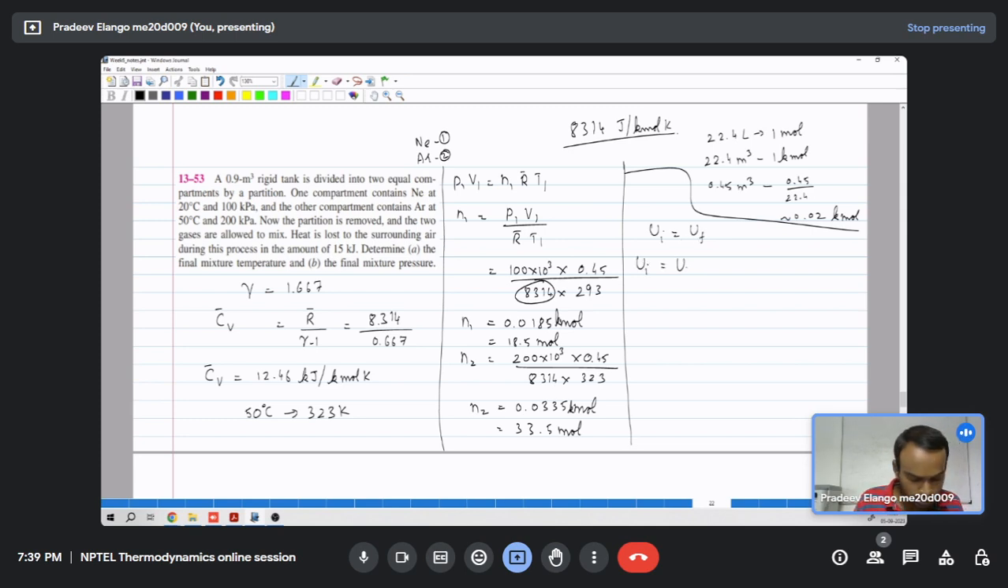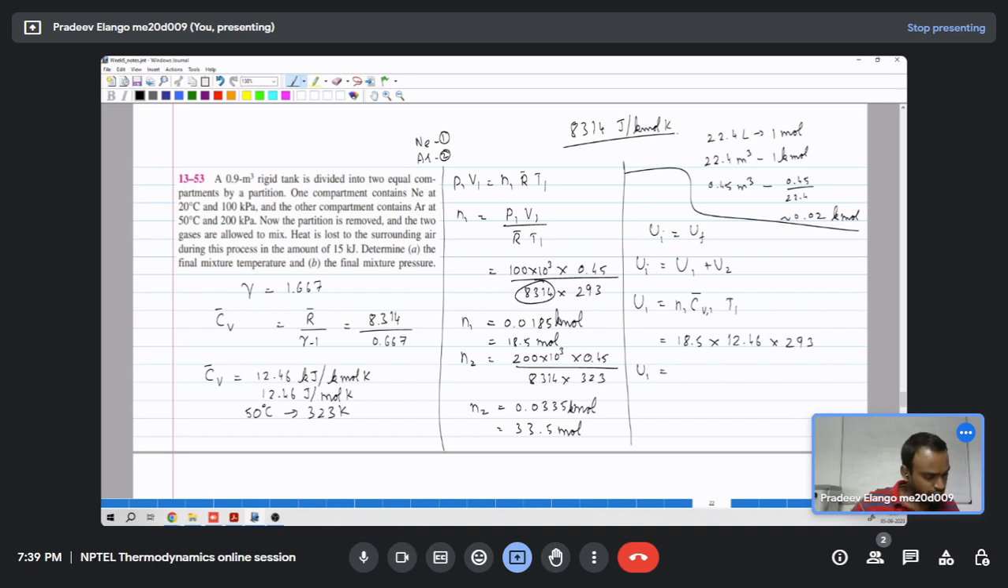Total internal energy is the internal energy of neon plus the internal energy of argon. Internal energy of neon, U1, is M1 CV1 T1, and CV1 and CV2 are the same. Here M1 is 18.5 into CV, which is 12.46 joule per mole Kelvin, into temperature T1, which is 293 Kelvin.